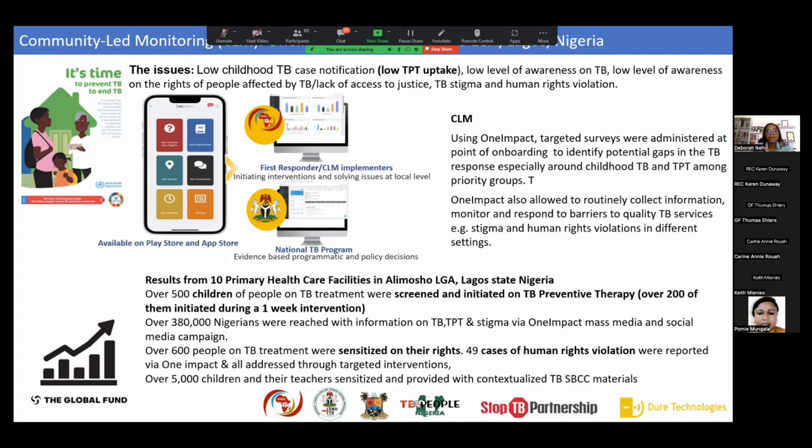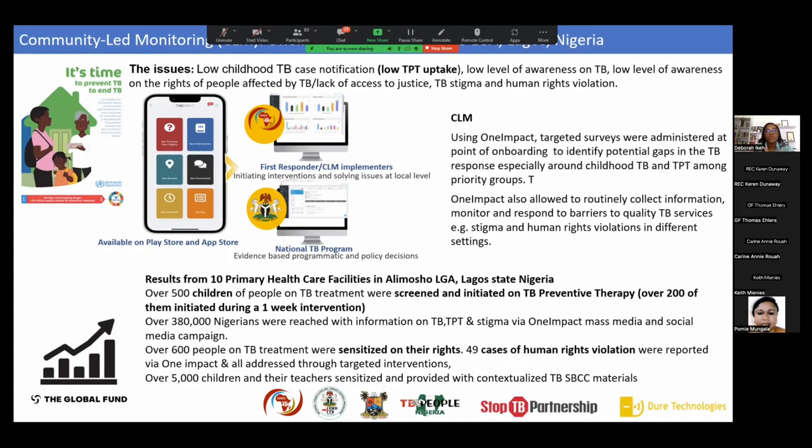And it's not just an application for people to use, but also it has the back end, which has different dashboards, which are the first responder dashboard and the accountability dashboard. The first responder dashboard gives access to TB survivors who are acting as first responders to be able to respond to the issues that are being raised by people on TB treatment, but also it helps the TB program to sit back in their office and be able to access information that would be able to provide them with direction to take policy decisions and take programmatic actions.